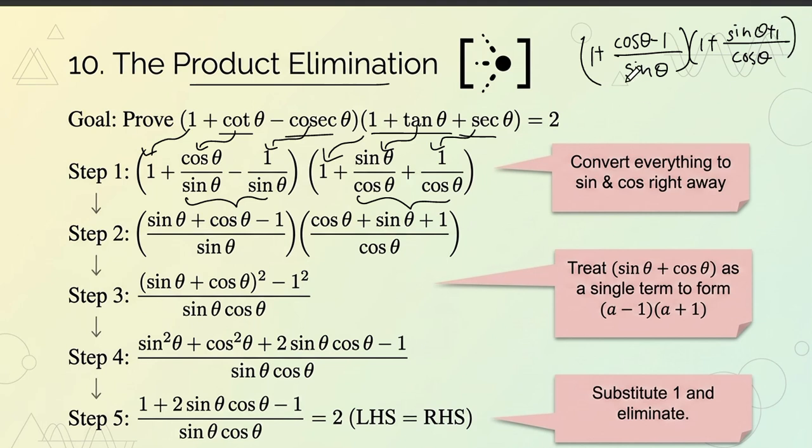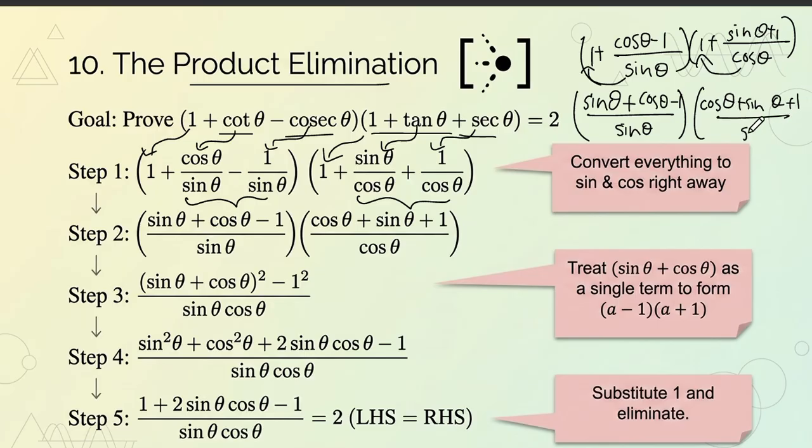After that we have to do the cross multiplication. So this sin theta we have to multiply with 1. So we'll get sin theta into 1, that is sin theta, plus cos theta minus 1 upon sin theta. Similarly in the second bracket, we have to multiply this cos theta into 1. So we'll get cos theta plus sin theta plus 1 upon cos theta. Okay, so we have reached this step here.